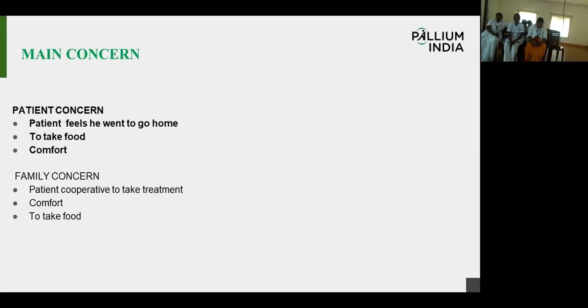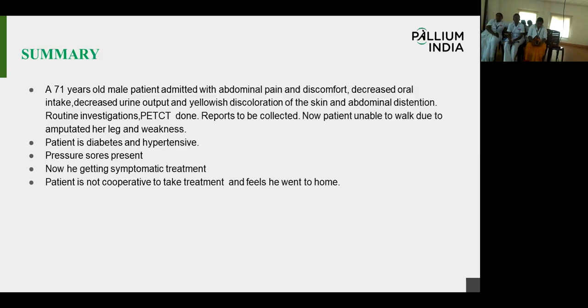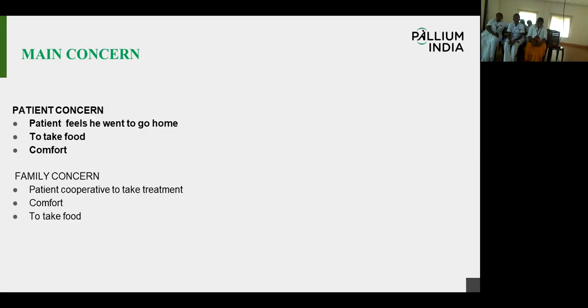Patient concern: the patient feels he wants to go home to take food and comfort. Family concern: the patient cooperated to take treatment and was comfortable taking food.